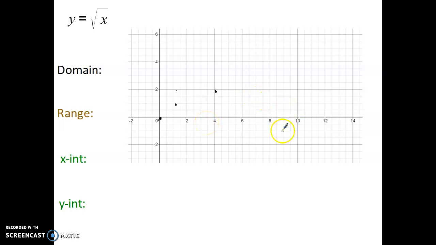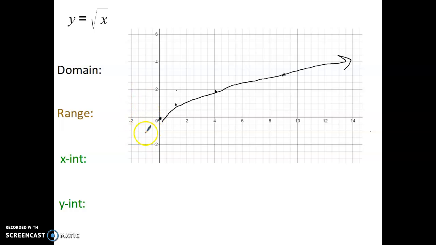Moving across, my next perfect square integer is right here at 9. Square root of 9 is 3. Then my next perfect square integer would be at 16, which you cannot see. So I'm going to stop at this point and connect the dots. Nice smooth curve going off forever to the right, because I continue finding more and more square roots as I go.